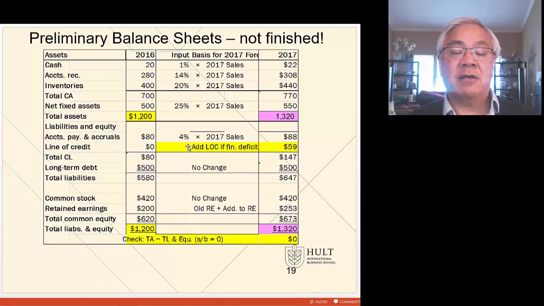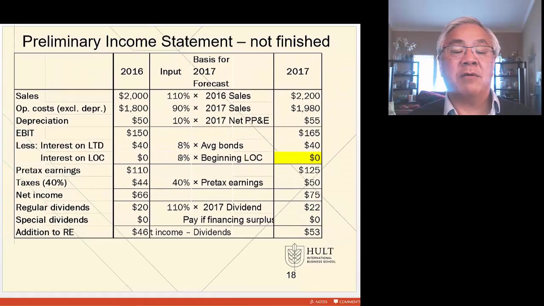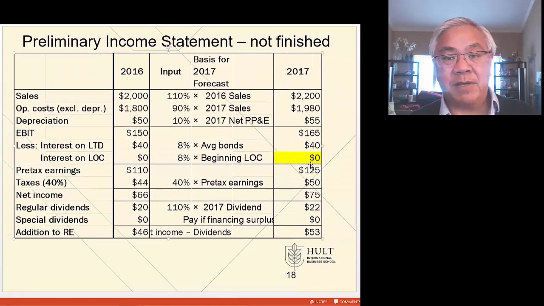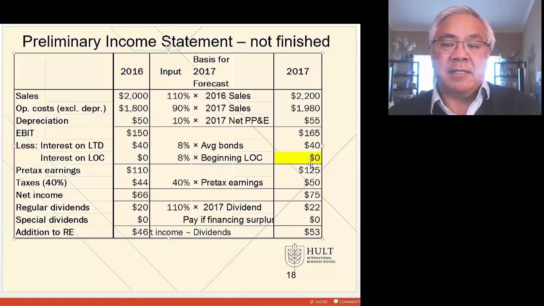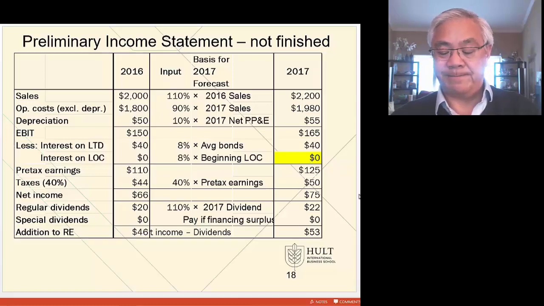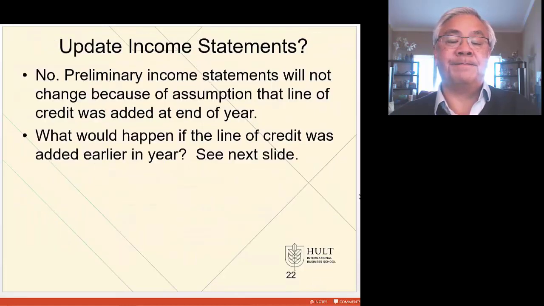Well, notice that the income statement was not adjusted at all, even though we know we borrowed some money. So this line here, this 8% beginning line of credit, is a little unrealistic because it assumed that we didn't borrow on the line at all during the year, and that somehow all our vendors would wait until the last day of the year. So that's a little bit unrealistic. But we didn't touch other income statement accounts.